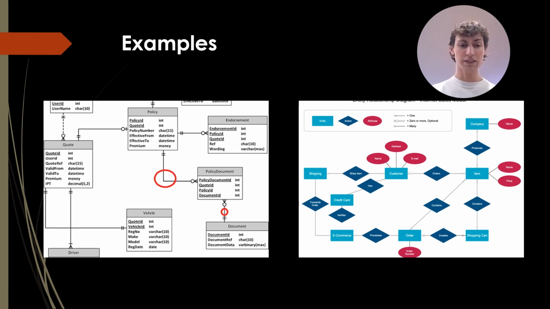And so that is creating an ERD system, the steps to go about doing that, and what it is.